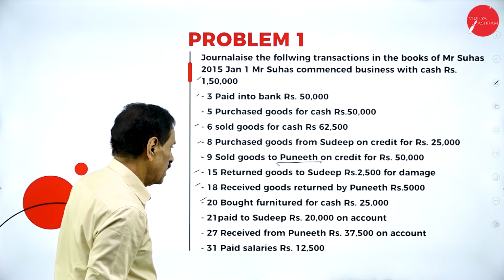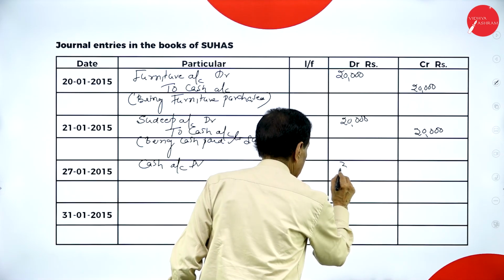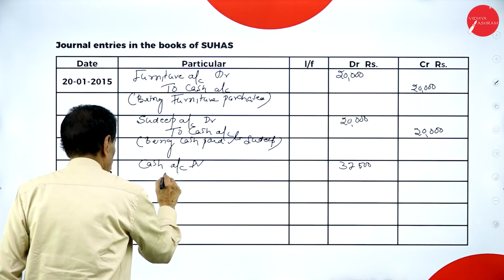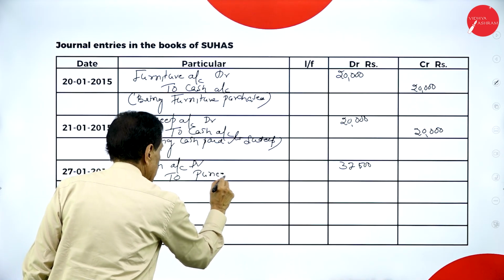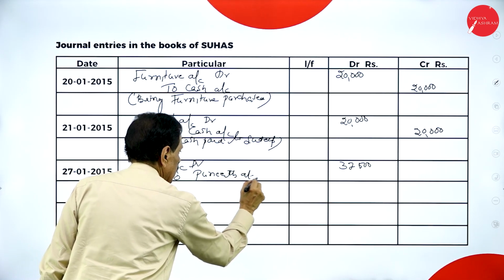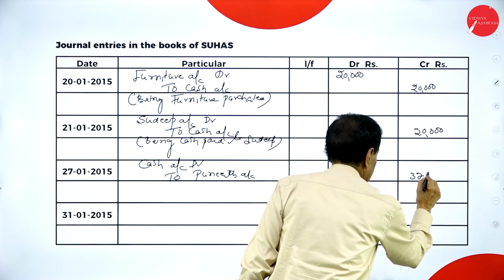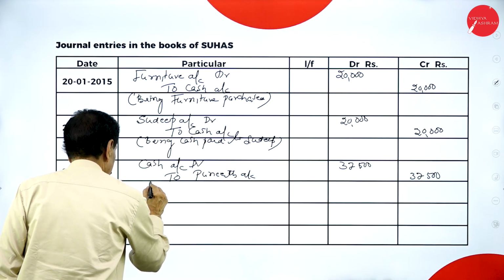37,500 cash account debtor to Puneet account, $37,500. Being cash received.